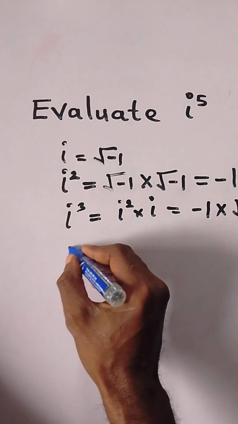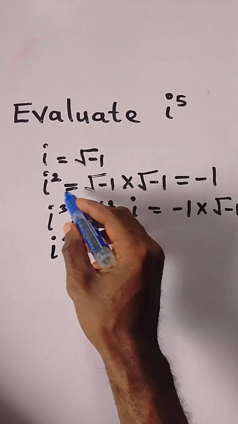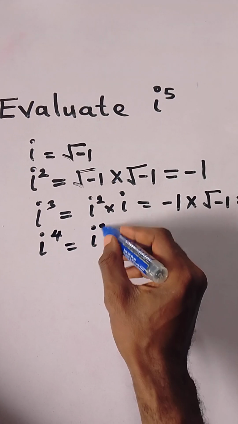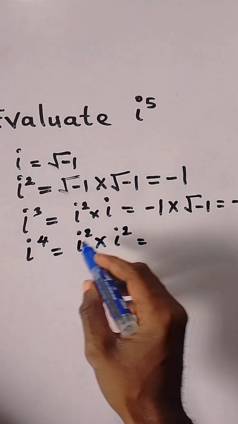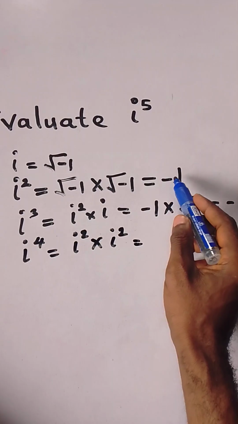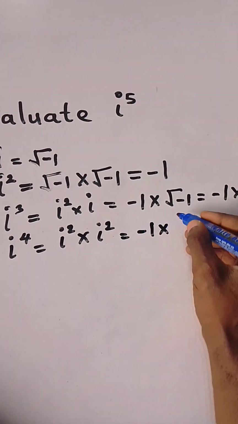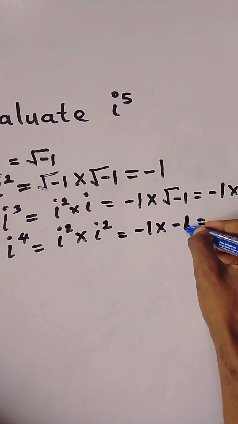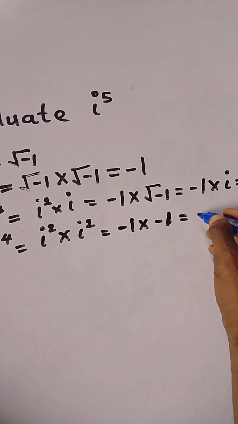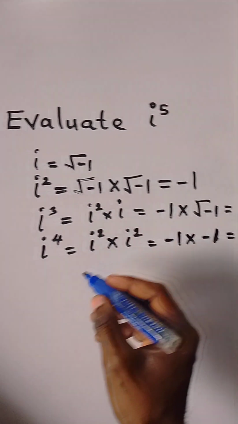Okay, so now i raised to power 4. i raised to power 4 is going to be i raised to power 2 times i raised to power 2. Now, i raised to power 2, as we know, is -1, times another i raised to power 2, which is -1. So -1 times -1 is 1. Minus times minus is plus, and 1 times 1 is 1.